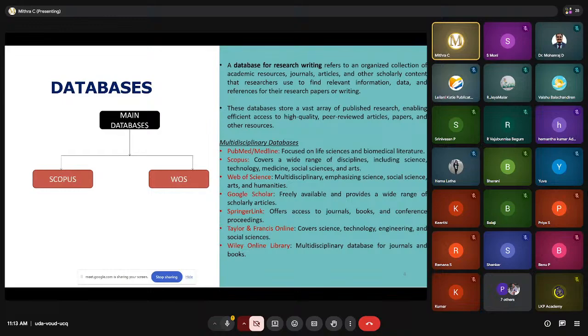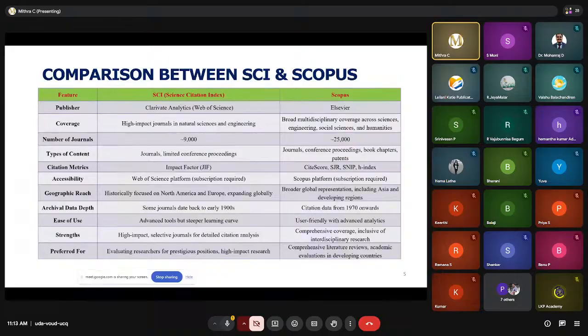So why have I showcased all these? There are many reputed databases available, but here we are going to focus on Scopus and Web of Science. First of all, we should know the comparison between SCI and Scopus, without which we cannot write an efficient article. So first of all, I'll tell you the difference.